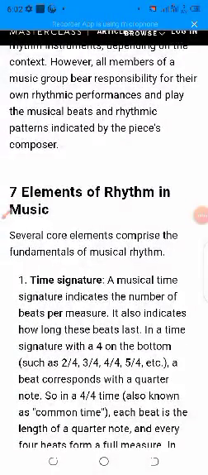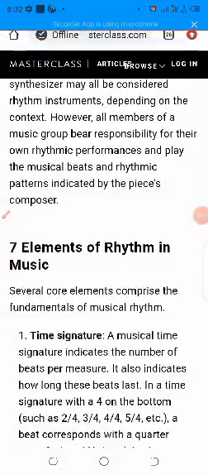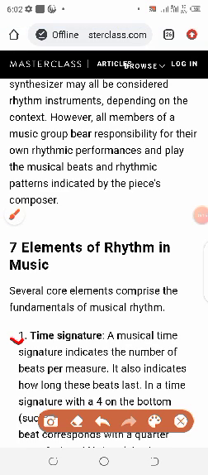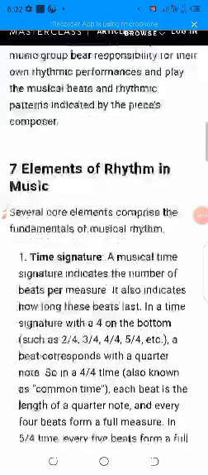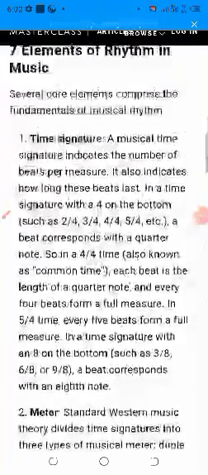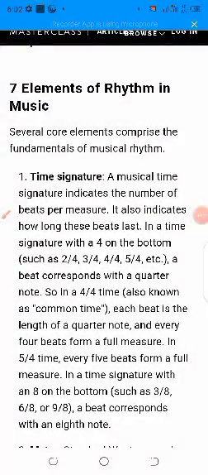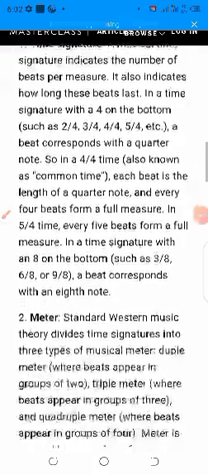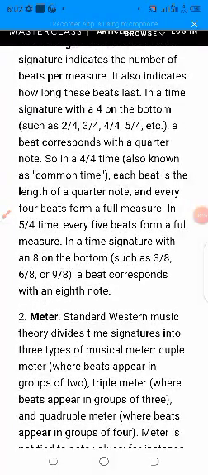There are 7 elements of rhythm in music that you need to understand very well if you actually want to know how to sing. Time signature. Thank God we talked about time signature last week during our free rudiments of music class. Time signature, you have different types of them. So now we come to meter.